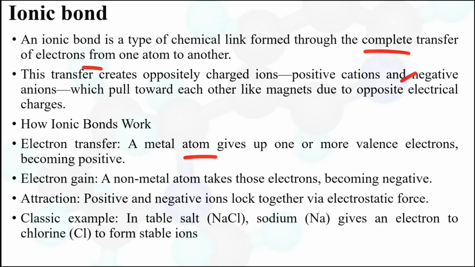And electron gain, non-metal atoms receive those electrons and become negative. Then attraction: now positive and negative ions lock together via electrostatic force. Because they are oppositely charged, they attract each other. A classic example is NaCl, sodium chloride. Here sodium gives an electron to chlorine to form stable ions.